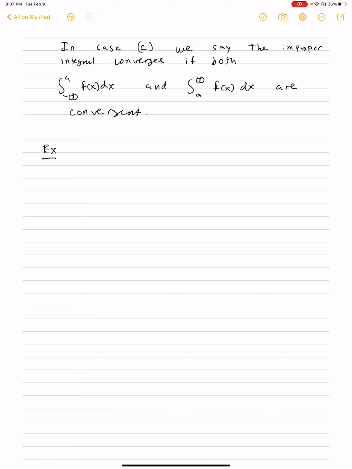Example of case C. This would be this integral from minus infinity to infinity of 1 over 1 plus x squared dx. I'm going to break this into this integral from minus infinity to 0 of 1 over 1 plus x squared dx plus this integral from 0 to infinity of 1 over 1 plus x squared dx. Now let's deal with the improperness.